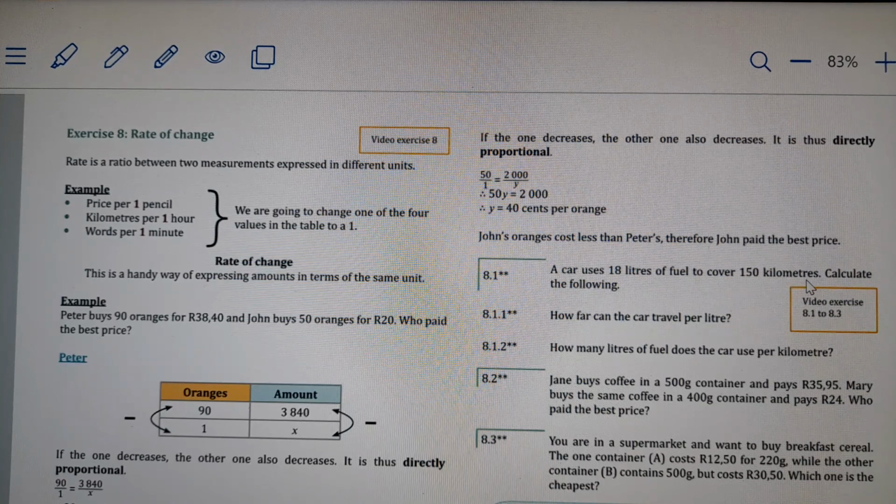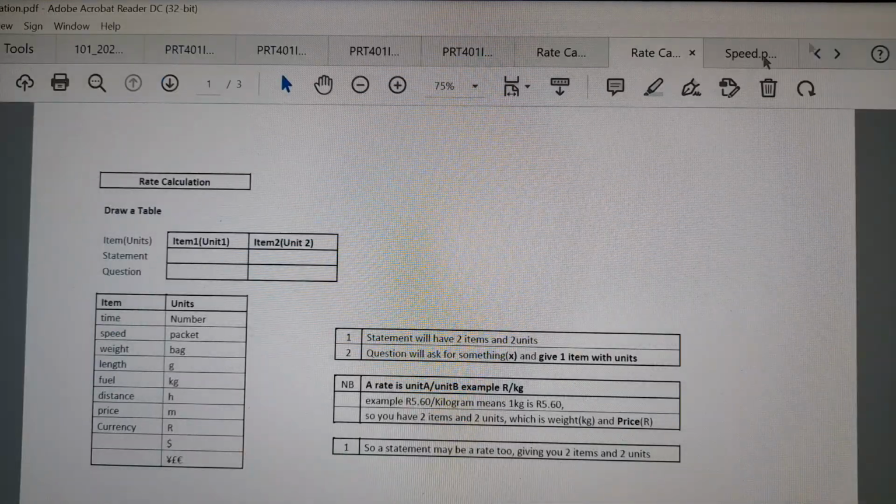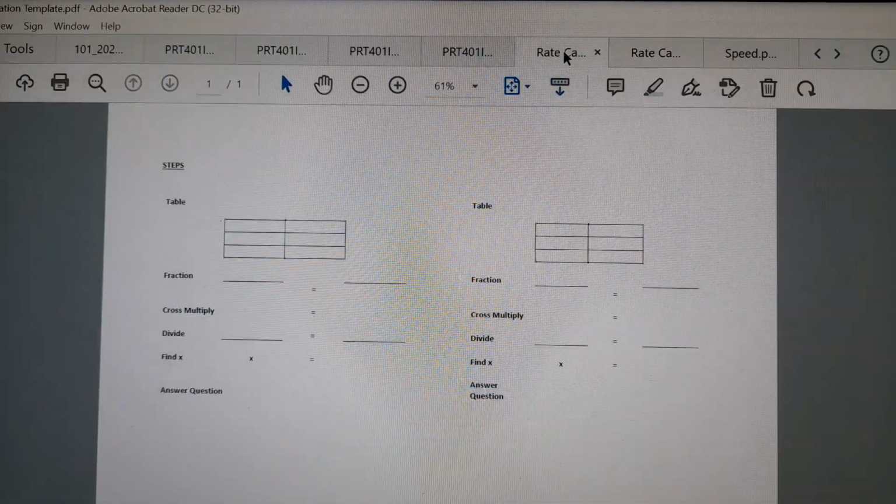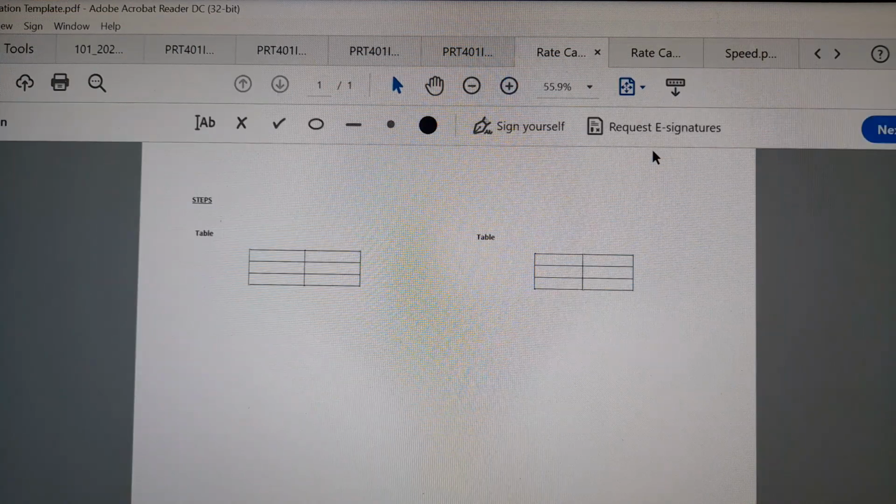Now let's look at the question. Calculate the following. Question one, how far can the car travel per liter? Okay, so they gave you 1 liter. How far can the car travel in 1 liter? So you go to your table for a rate calculation. This is your table. Now you put your information that they ask for. I just want to do that quickly. I hope it won't take much of our time.